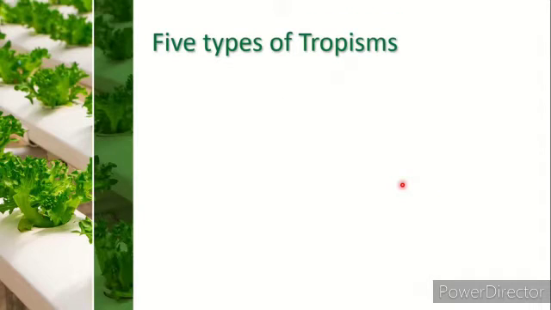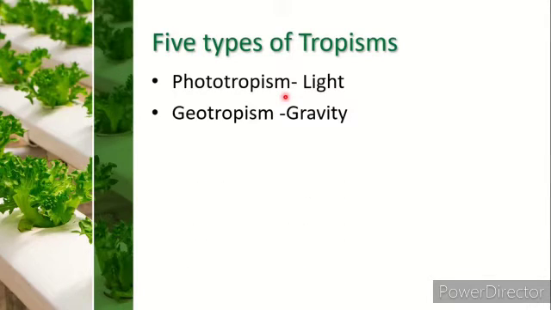Now depending upon these stimuli, tropisms are of 5 types. One is the phototropism. That means the stimulus here is the light. Photo means light and tropism means the growth and the movement which is towards the light. Next is the geotropism. Geotropism is nothing but whenever the plant parts are moving in response to gravity.